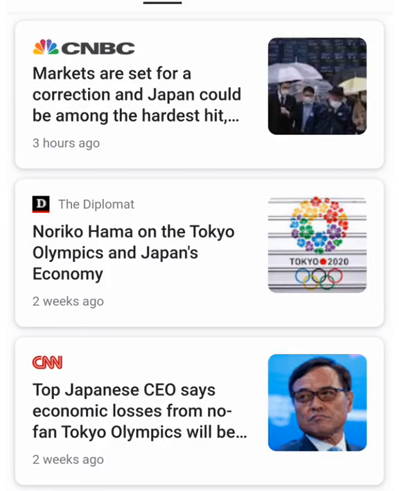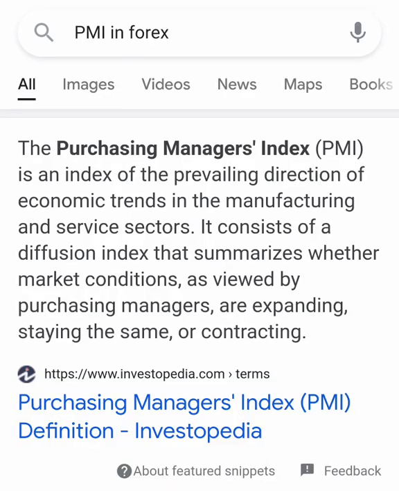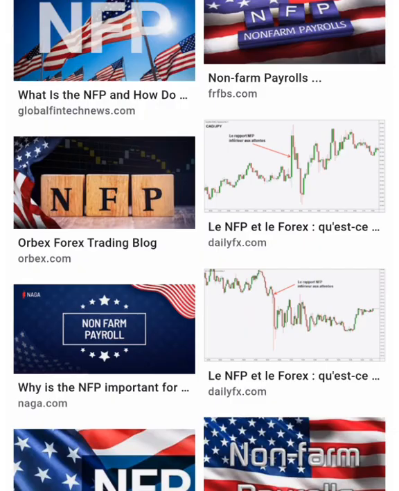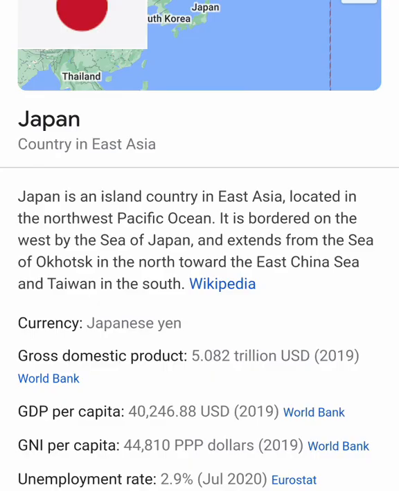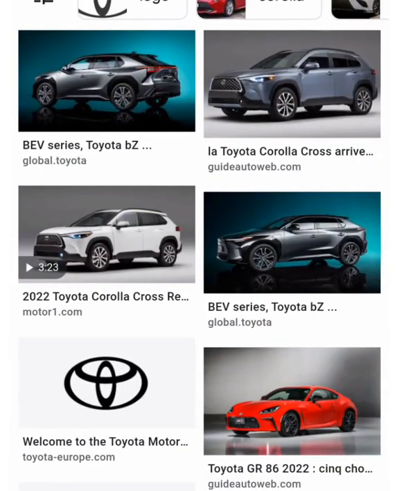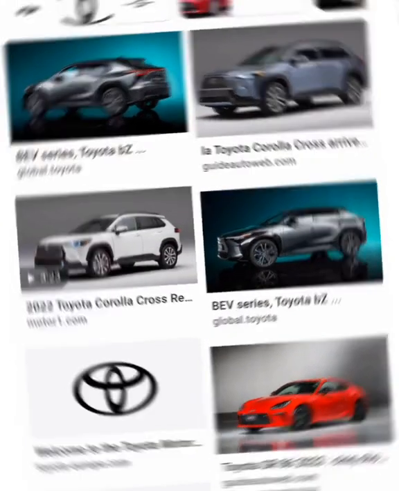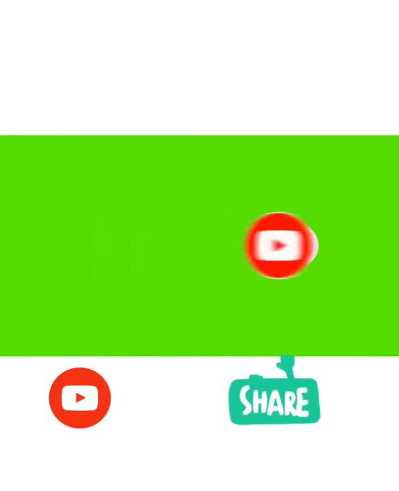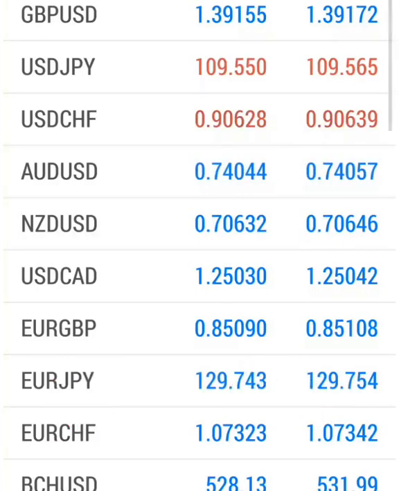We also have many other news outlets like the PMI, the NFP, gross domestic products of countries. When they are releasing them, we determine whether the price is rising or falling. Let's say for example, Toyota is auctioning its cars to Africa, to any country. Auctioning means that they really want many people to buy, and as people are buying, they make more money. Let's say Japan is making more money, and by then Japanese yen will be getting stronger.